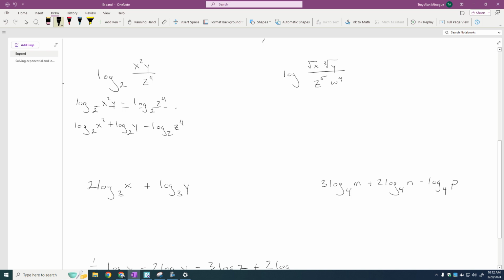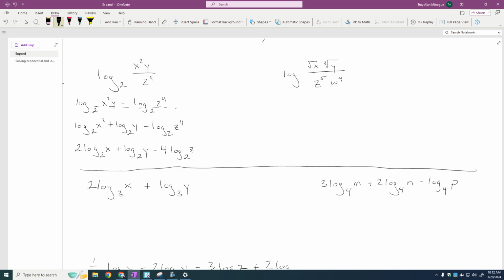This 2 can come in front. This 4 can come in front. Final answer: 2 times the log base 2 of x plus log base 2 of y minus the 4 can come in front, 4 times the log base 2 of z. And we're done.